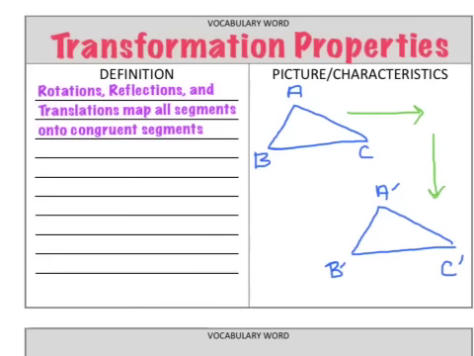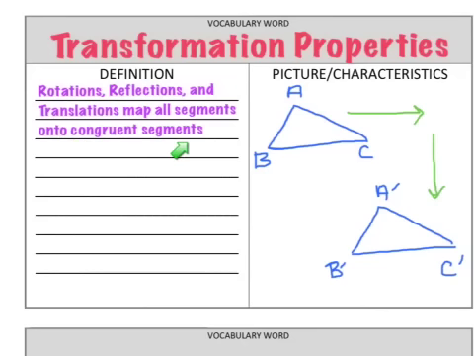Okay, second vocab word, transformation properties. Well, we've worked with transformations already. Rotations, reflections, and translations are transformations. It turns out that there are properties of transformations that help us prove that 2 triangles are congruent. Rotations, reflections, and translations map all segments onto congruent segments.